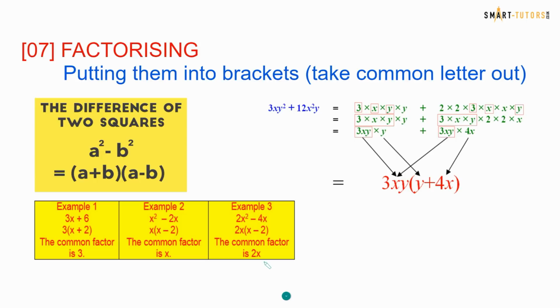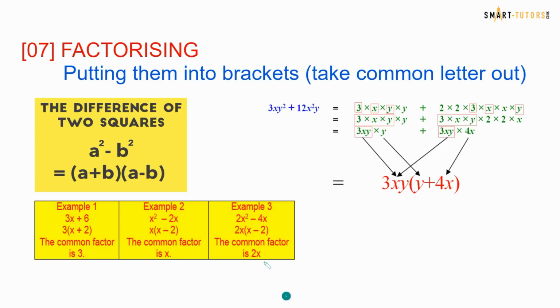3x plus 6, you can take the 3 out, x plus 2 is the factorized form. So 3 is the common factor. Example 2, x squared minus 2x, we are taking x out, so x minus 2. The common factor is x. Example 3, 2x squared minus 4x, take the 2x out, x minus 2 in the brackets.